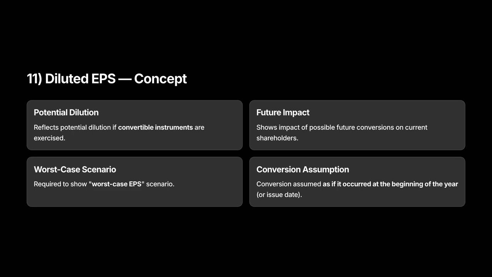11. Diluted EPS. Concept. Diluted EPS shows what happens if all potential equity instruments, such as convertible bonds, warrants, or stock options, were exercised. It gives investors a worst-case EPS scenario, assuming more shares but the same total profit. Conversions are assumed to occur at the beginning of the year or on the issue date if later. That is our next topic.